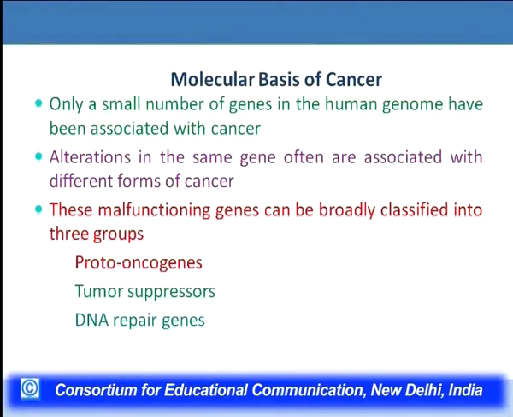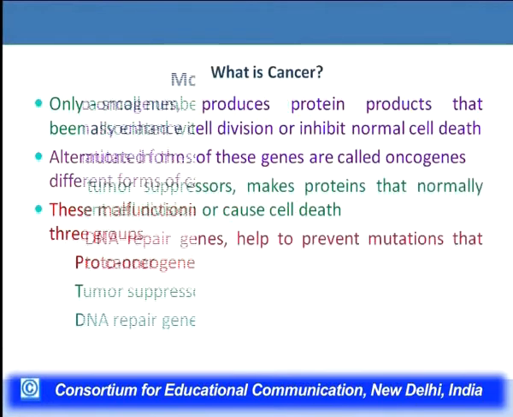Now, coming to the molecular basis of cancer. We have discussed causes and properties, but what exactly happens at the molecular level? What is the molecular basis of occurrence of cancer? We have come to know that there are a large number of genes in the human genome, but only a small number of genes are responsible for causing cancer in humans. An alteration of these normal gene sequences can lead to the development of cancer. These malfunctioning genes have been broadly classified into three groups: proto-oncogenes, tumor suppressor genes, and DNA repair genes, which are responsible for cancer formation in humans.